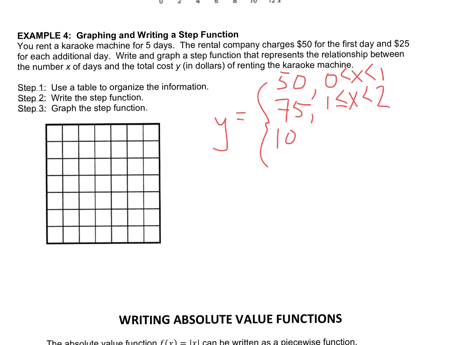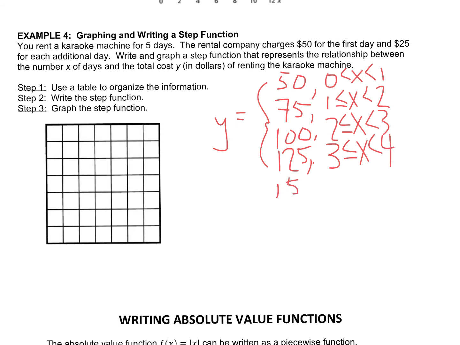Then it jumps to 100, starts once that clock hits that second day, it's going to go on to 125, starts the third day, and then finally 150, would take us to day 5. Okay, so to be able to graph this, we're going to just say, what do these look like?